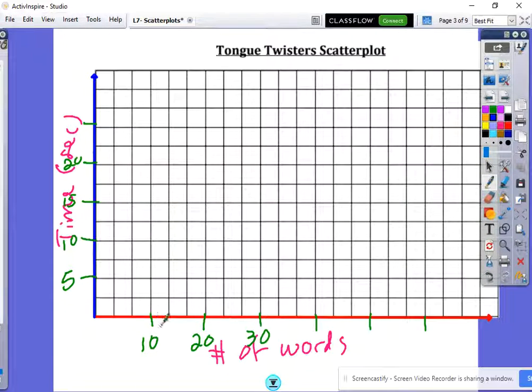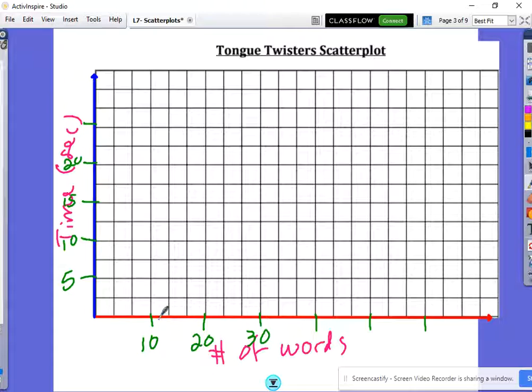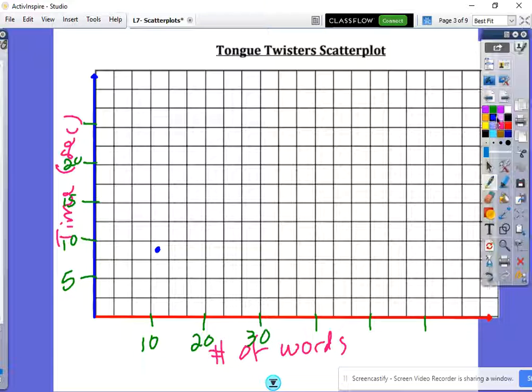That point would be just roughly, we're going to guess. So this is about 11. 8 seconds would be somewhere out here. It does not have to be perfect. These are points that we're kind of just estimating where they are.